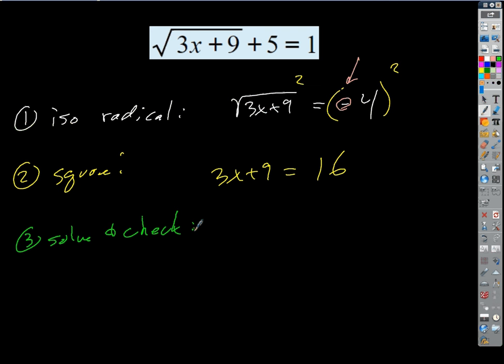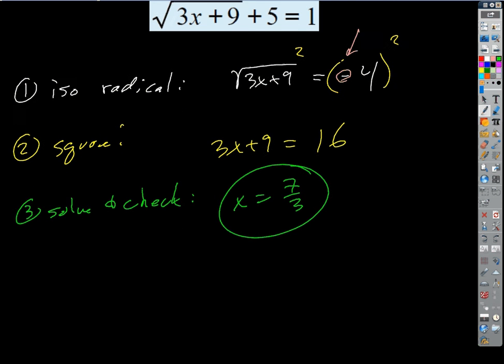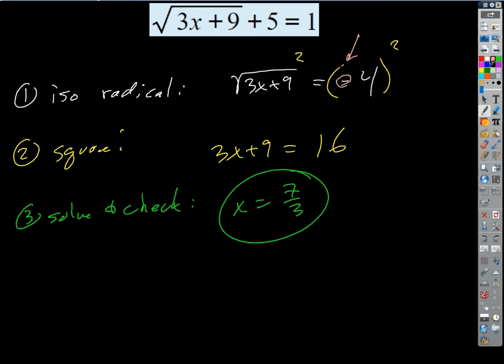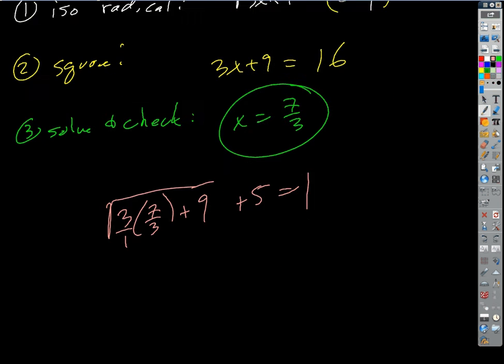Subtract 9. What's that going to give me? 7 divided by 3. So 7/3. Let's check it and see. If I plug that back into my original equation, I'm going to get the square root of 3 times 7/3 plus 9, plus 5 equals 1. Let's see if that works.